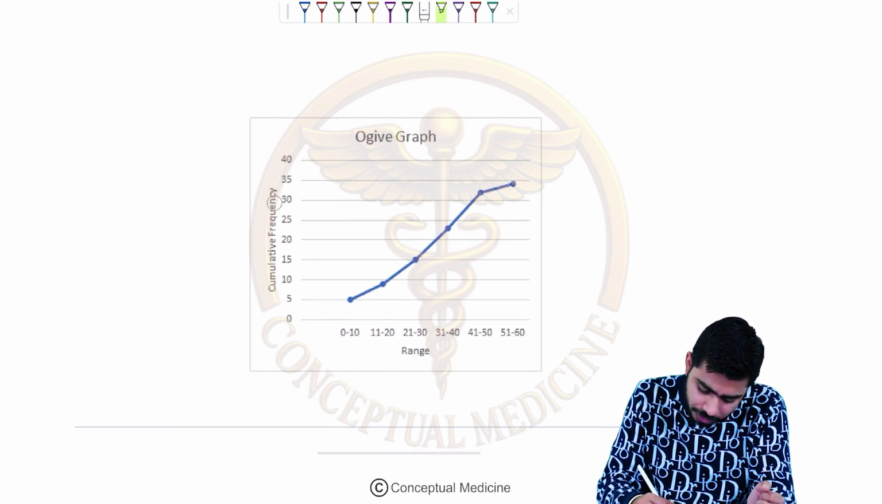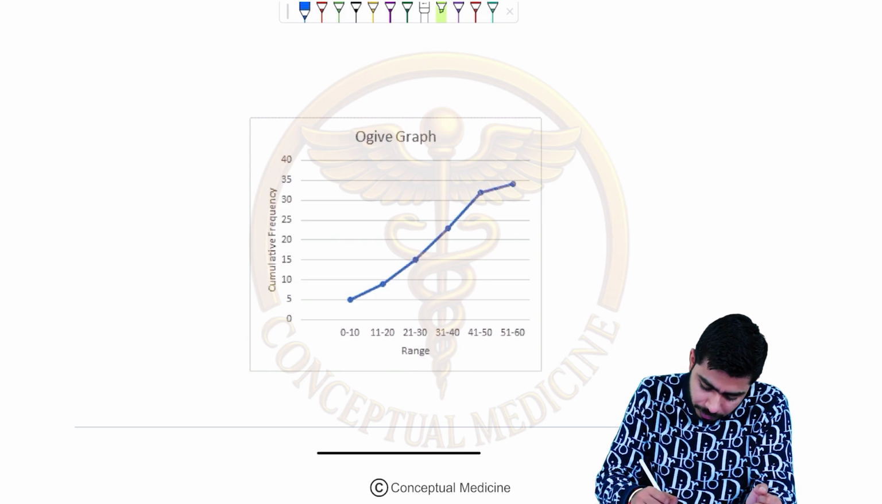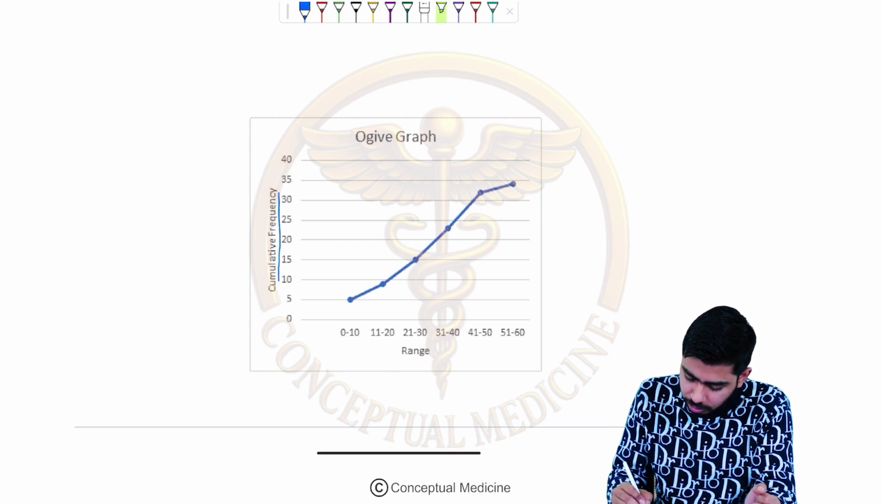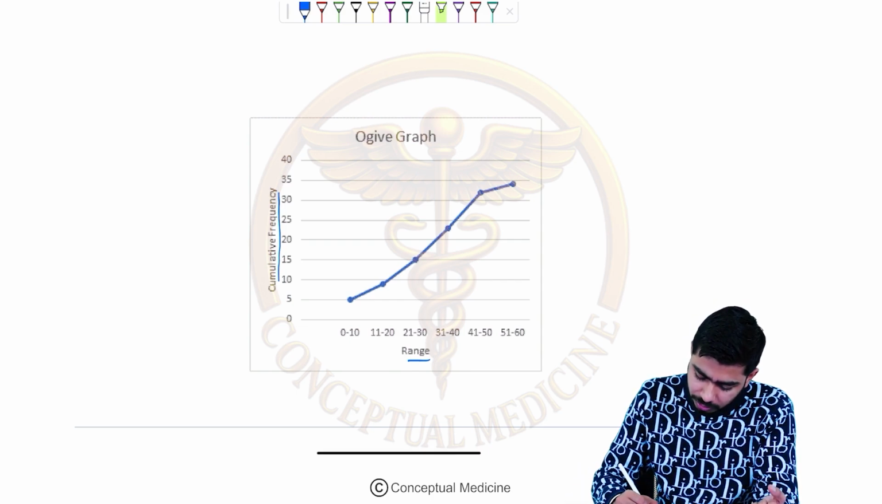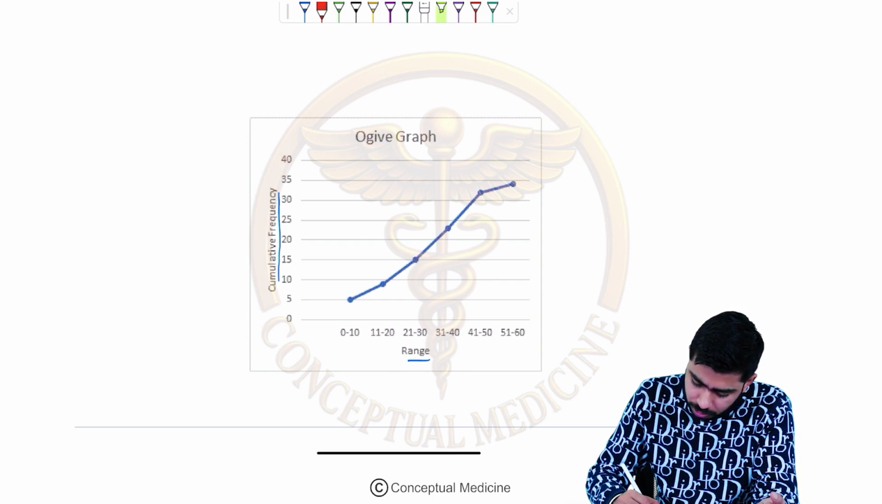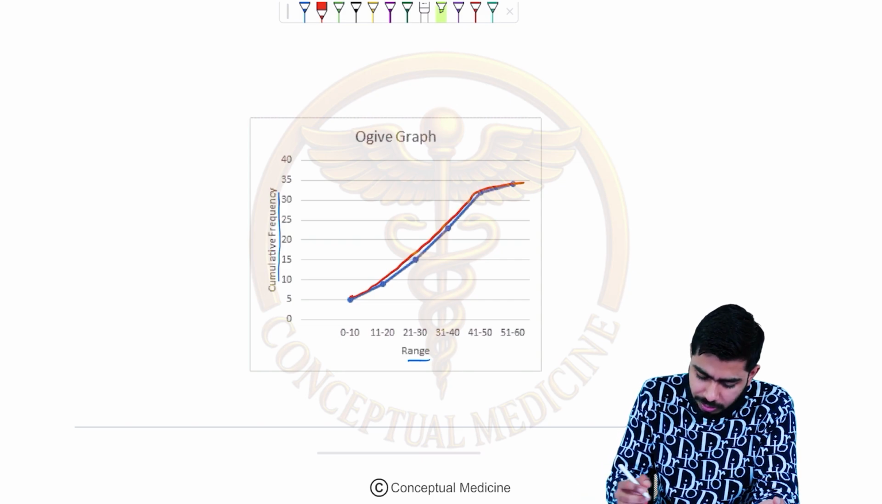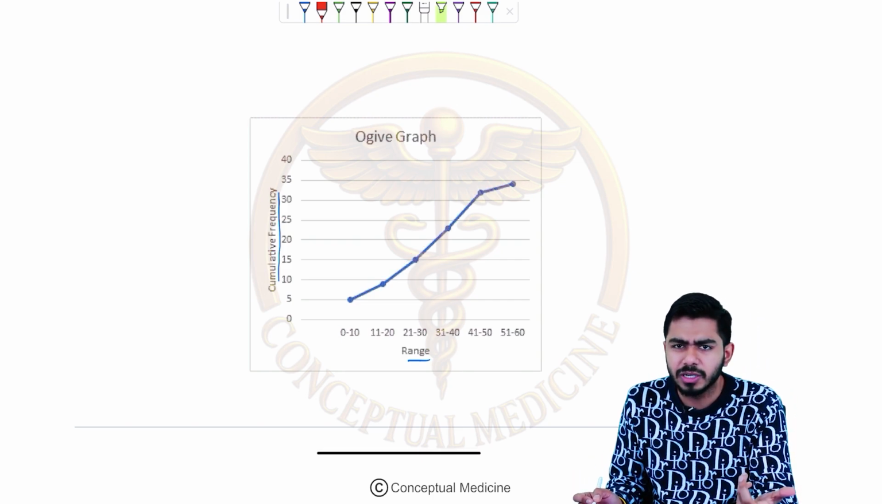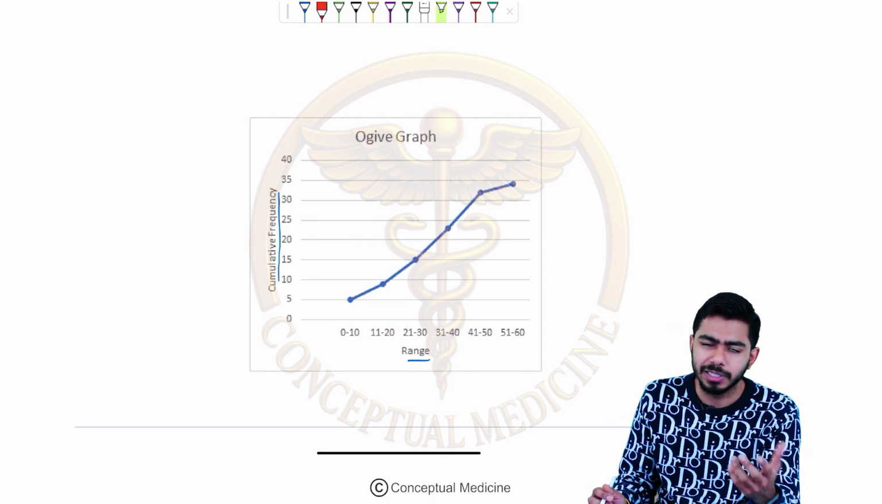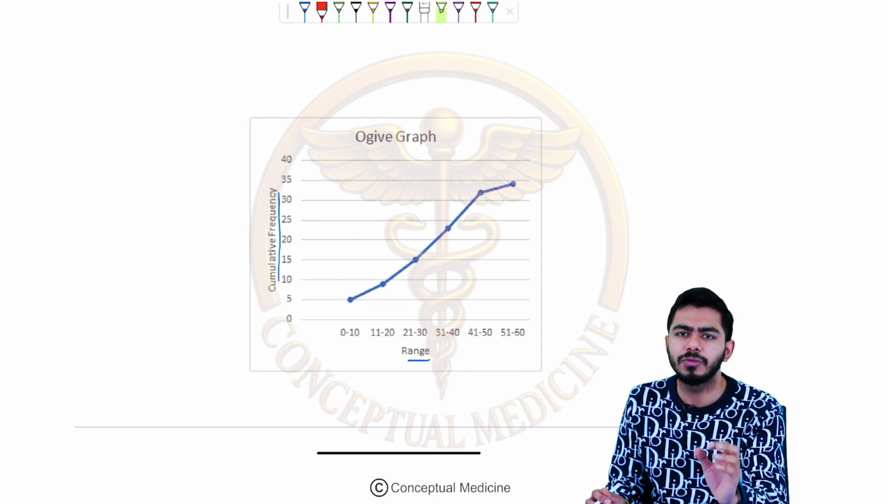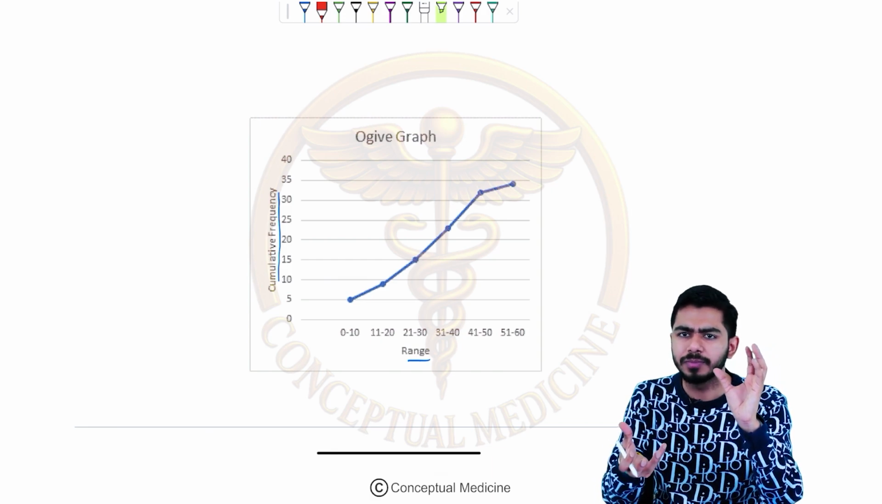Here on the y-axis we use the cumulative frequency, and on the x-axis you can use anything. Here they are taking the range. It is representing this kind of line, joining the dots like that. So that is the Ogive graph. Basically the point is that it represents the relationship between the cumulative frequency and the x variable.